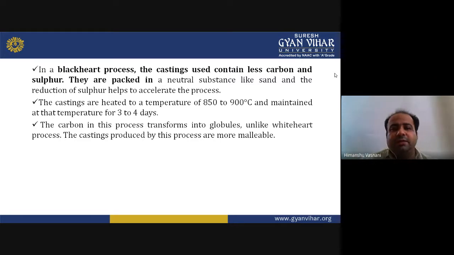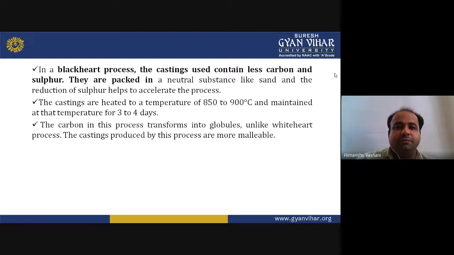The carbon in this process transforms into globules, unlike the white heart process. The castings produced by this process are more malleable. The black heart process castings have more malleability. And if you compare the temperature of the black heart process with the white heart process, the heating temperature is less in the case of the black heart process. These are the two ways I have just discussed with you.